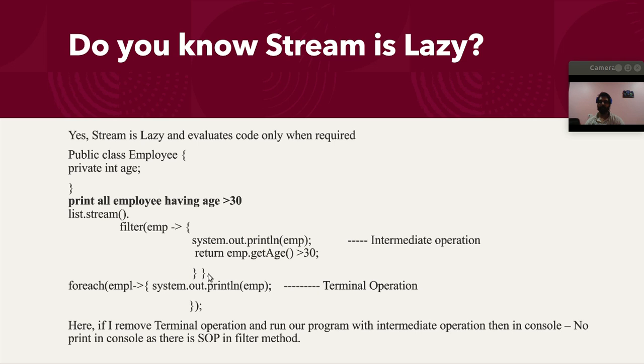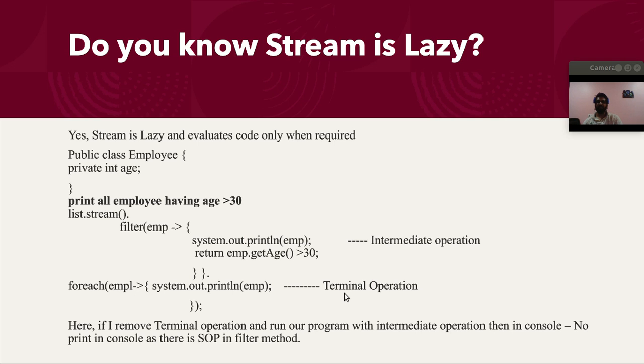Stream operations are divided into two parts: first intermediate and second terminal. Till here it is called an intermediate operation. After filtering the employee objects with age greater than 30, now I'm trying to iterate over them and display all the info. For that I use the forEach method, and again I'm using a lambda expression to print out the employee info for those older than 30, right? So this is called a terminal operation. The last part, forEach, is known as the terminal operation.